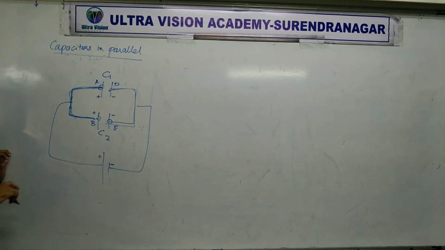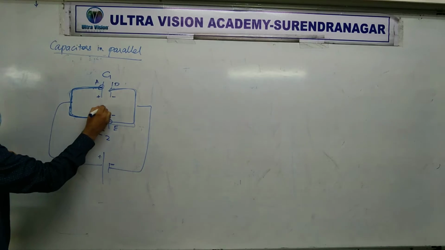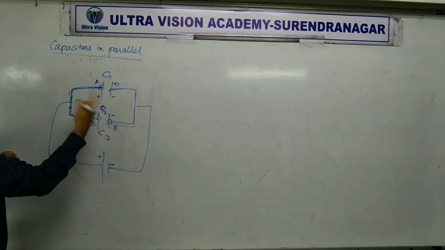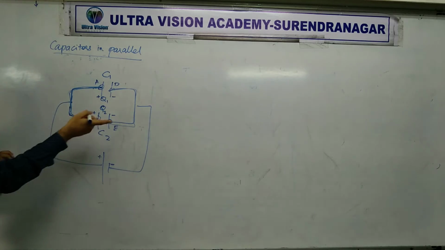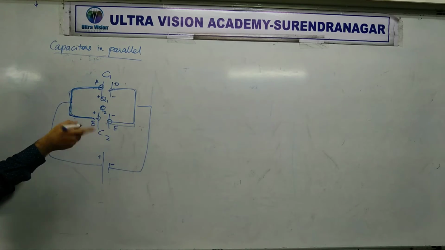Clear? Now let's say this is storing a charge Q2, that is plus Q2 minus Q2, and this is storing a charge Q1, that is plus Q1 and minus Q1. Is that fine? Clear so far?